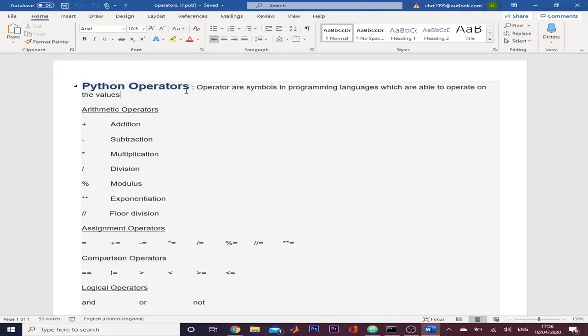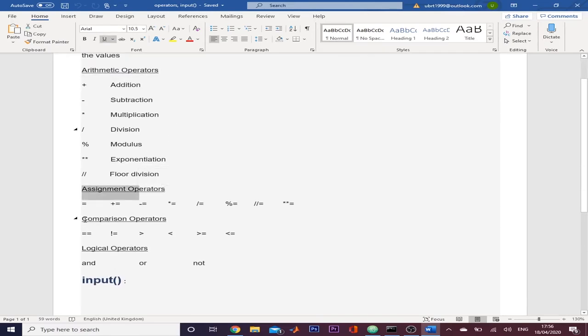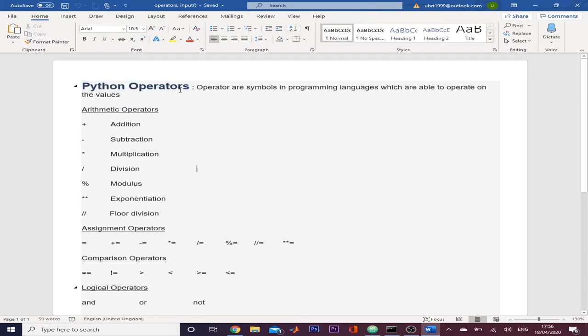Today we will see Python operators. Operators are basically symbols in programming languages which are able to operate on values. There are several types of operators: arithmetic operators, assignment operators, comparison operators, and logical operators. When data and operators connect together, they form expressions. We will see every operator individually.